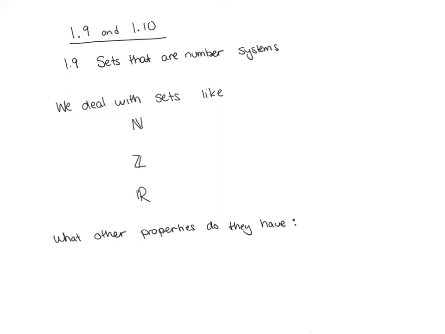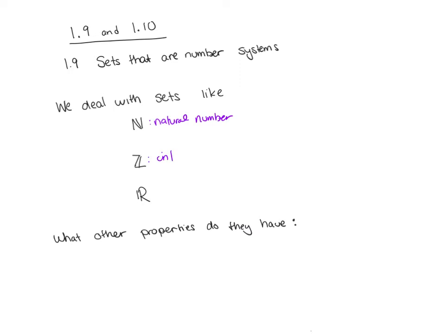Sections 1.9 to 1.10 are just kind of tying up some loose ends and getting into some more of the theory of sets and how we can use them to say different things about numbers. Specifically, 1.9 is on sets that are number systems. So we've seen that a lot of times we want to think of sets like N, the set of natural numbers, or Z, the set of integers, or R, the set of real numbers.